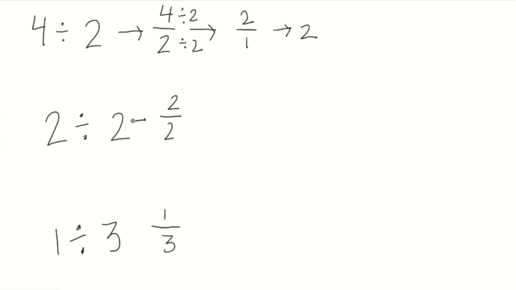We'll do the same thing here. 2 over 2, I can divide by 2, and I get 1 over 1, which is just 1. 2 divided by 2 is 1. 1 over 3 can be written as 1 divided by 3, can be written as 1 over 3.